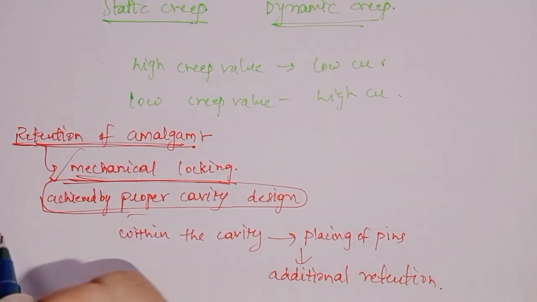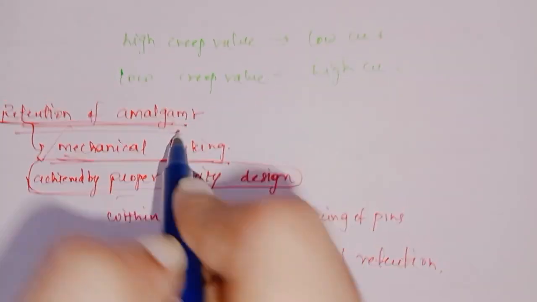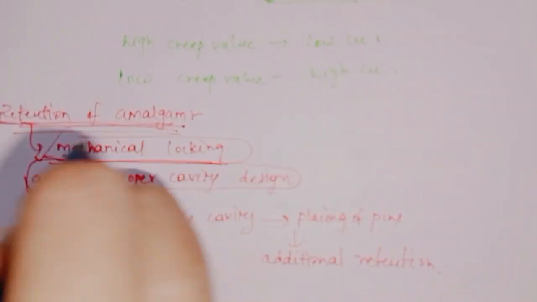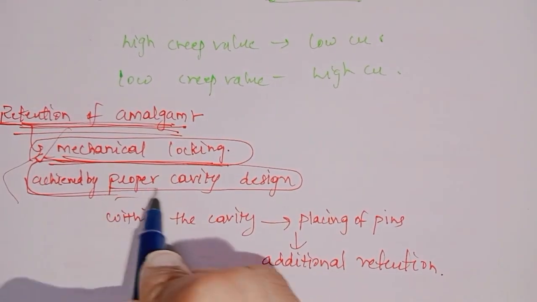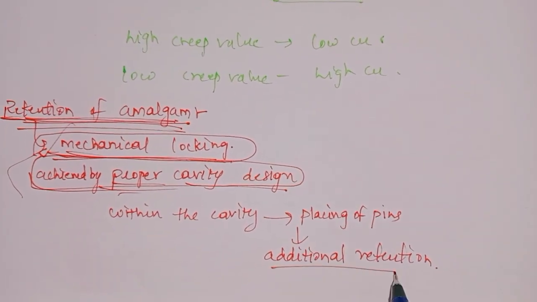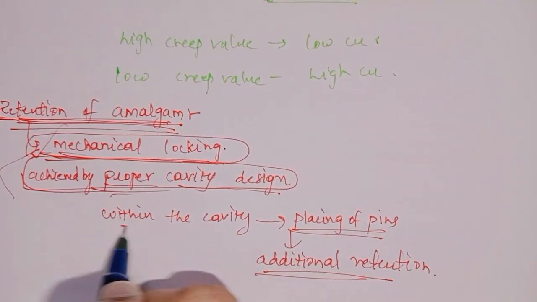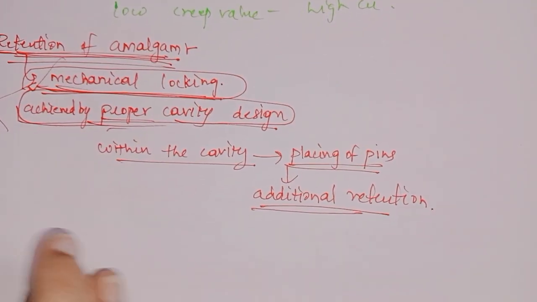Once again, as amalgam does not adhere to tooth structure, retention of amalgam is obtained through mechanical locking. This is achieved by proper cavity design. Additional retention, if needed, is achieved by placing pins within the cavity.